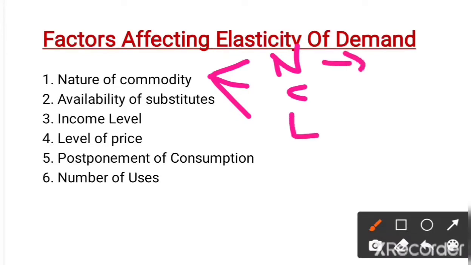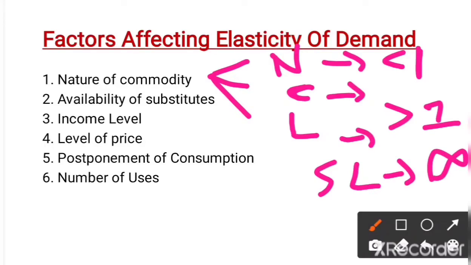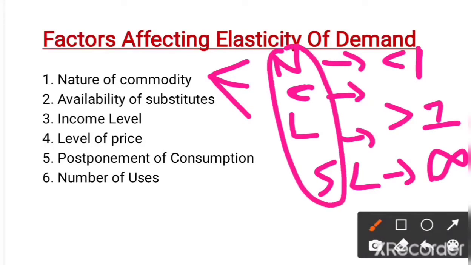What is the elasticity of demand for necessities? It is less than 1, because even though the price changes, your quantity demanded will not change. The necessities are such that without them you cannot live. For such goods, the elasticity of demand will be less than 1, and for comforts and luxuries it will usually be greater than 1, and for super luxurious goods it will be infinite. So this is how the different natures of commodities affect the elasticity of demand. According to different goods, the elasticity of demand also changes.